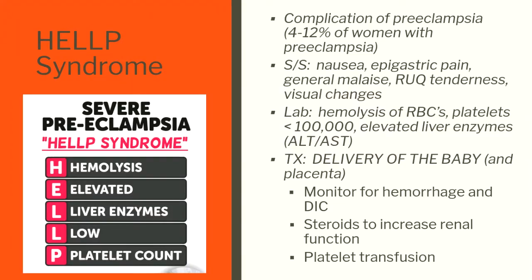HELLP syndrome is, again, I said, the cousin of preeclampsia. It's a complication of preeclampsia that 4 to 12% of women will have. Signs and symptoms: nausea, epigastric pain, generalized malaise, right upper quadrant tenderness, visual changes. Those are signs and symptoms, all the same as preeclampsia.